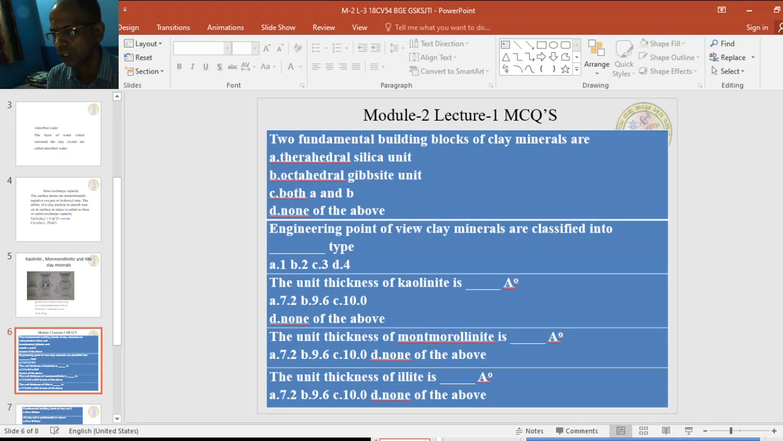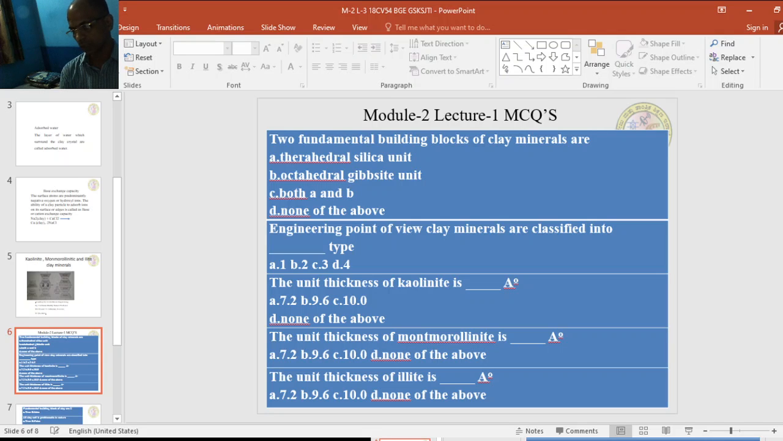Coming to the MCQ questions. First one: the two fundamental building blocks of clay minerals are: option A, tetrahedral unit; option B, octahedral gibbsite unit; option C, both A and B; option D, none of the above. So option C, both A and B. Engineering point of view, clay minerals are classified into dash types: option A 1, option B 2, option C 3, option D 4. Answer is option C, 3. The unit thickness of kaolinite is dash angstrom: option A 7.2, option B 9.6, option C 10, option D none of the above. Answer is A, 7.2.